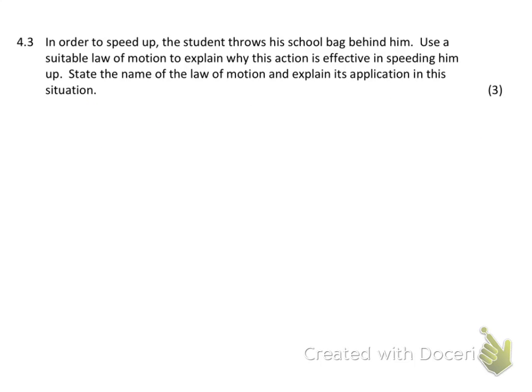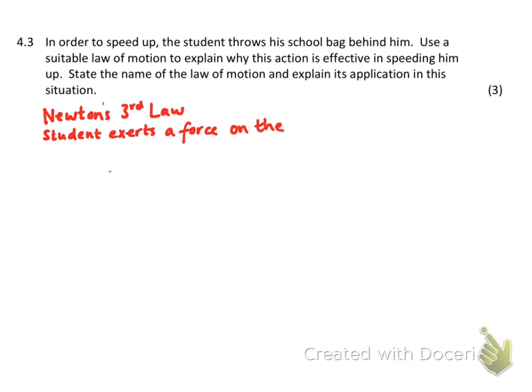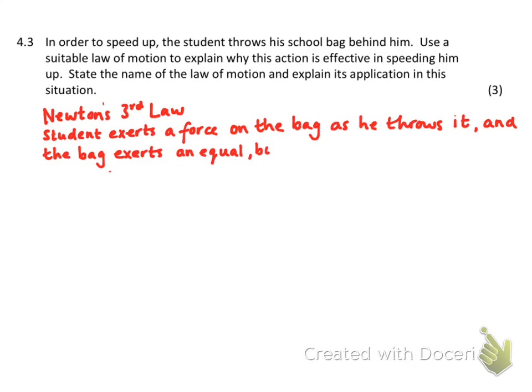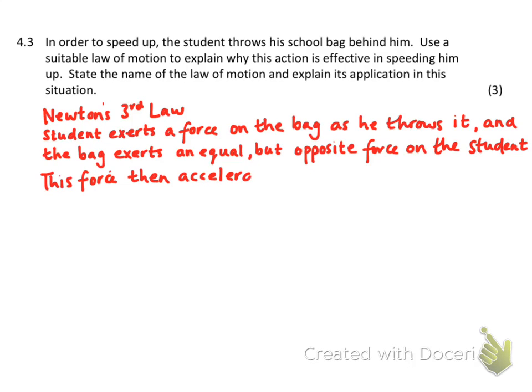Right, 4.3. To speed up, the student throws his bag behind him. Use a suitable law of motion to explain why this is effective. State the name of the law and explain its application. There are two possibilities here. The first we could use is Newton's third law, and the explanation would be that the student exerts a force on the bag as he throws it, and the bag then, according to Newton's third law, exerts an equal but opposite force back on the student. And it's this equal but opposite force that then accelerates the student.